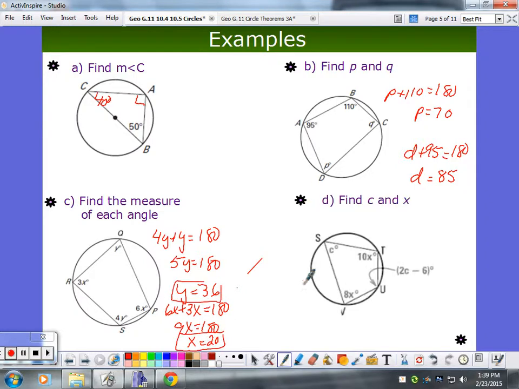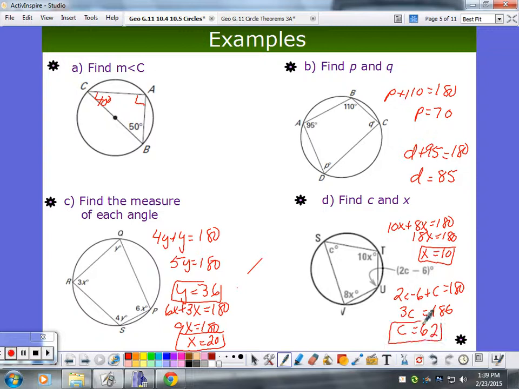And let's see what we got here. Same thing. Okay, this one, 10x plus 8x, those are my opposite angles. They will be supplementary, so 18x is 180, so x is 10. And now I'm going this way. This plus this is 180. So 2c minus 6 plus c is 180. So 3c equals 186. Just add that 6 in one step there. So c will be 62. Is that right? Yeah. I got it right?